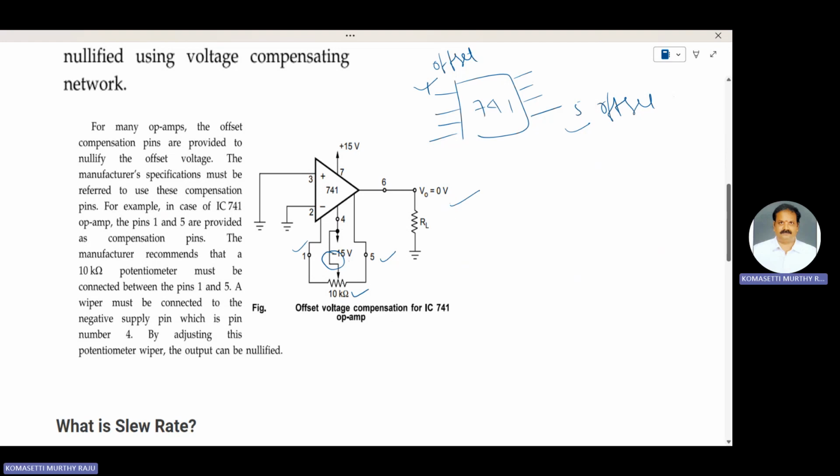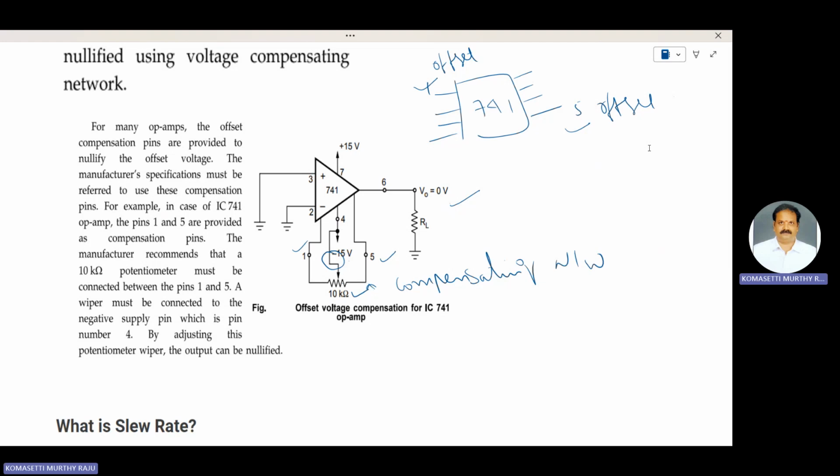This is the compensating network. Compensating networks are used to nullify the output offset voltage. Finally, the output offset voltage is due to input bias current, input offset current, and input offset voltage.